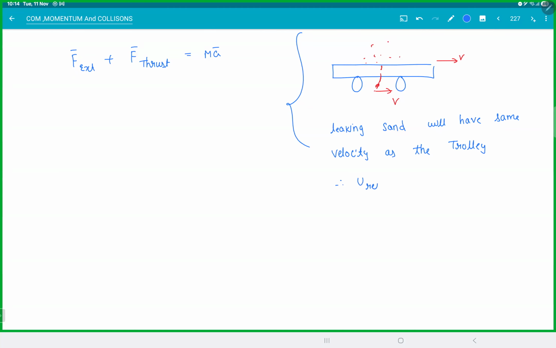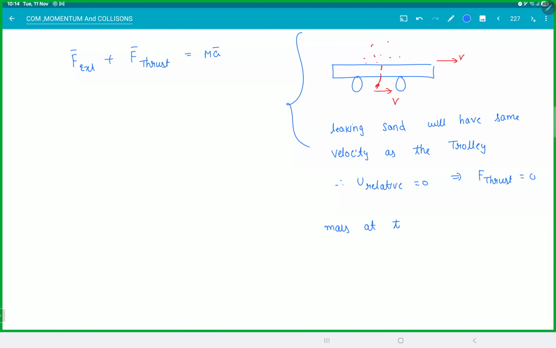Therefore, U relative is zero. This implies there is no thrust force. Is that clear, everyone? There's no relative velocity between them. You're just dropping it gently, so nothing will happen. You don't get any push or anything. F thrust is zero. And what about the mass?